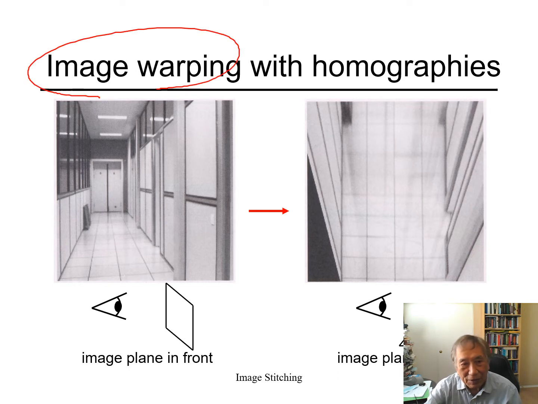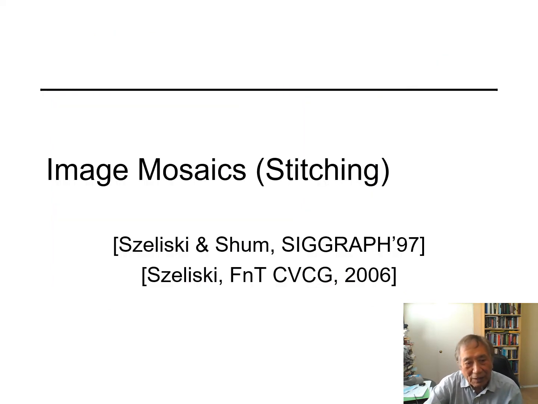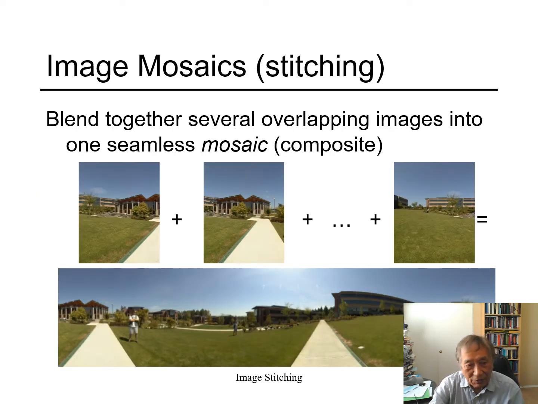So image warping with homographies: the image plane can be in front, or below, or up like that. So there are many different ways. And once we have done the transformation and made as much of the adjusting as possible, then we use the mosaic of the image. So we already saw that these pictures can all be combined into one.